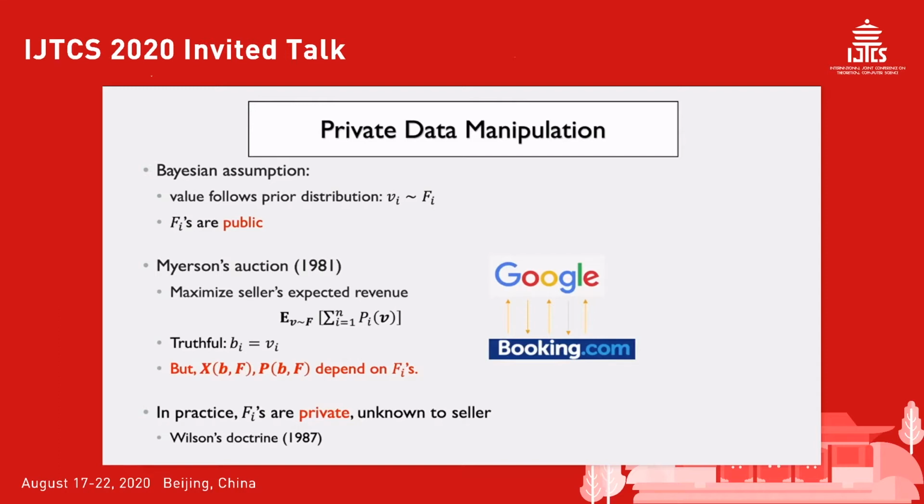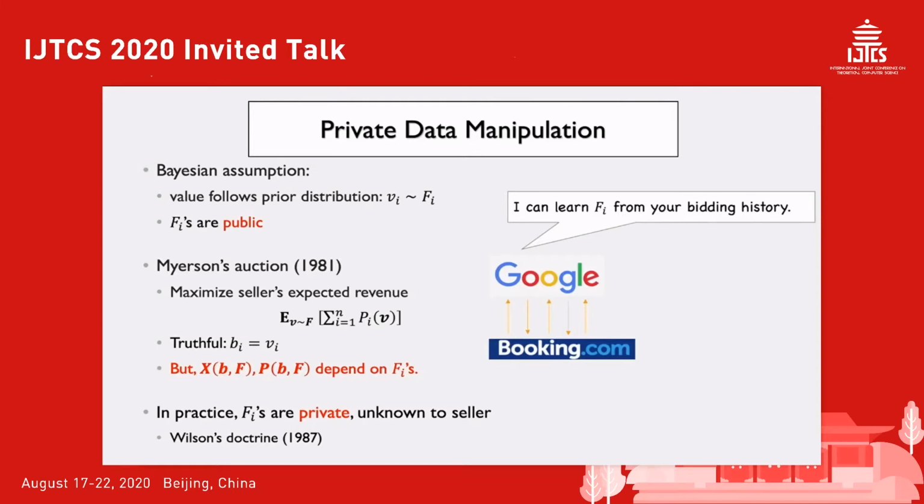And if the bids are equal to the values, Google is able to collect many samples of values from buyers. After collecting many samples, Google is able to learn the value distribution of buyers. After learning the value distributions, Google is able to run Myerson's auction to maximize its expected revenue.